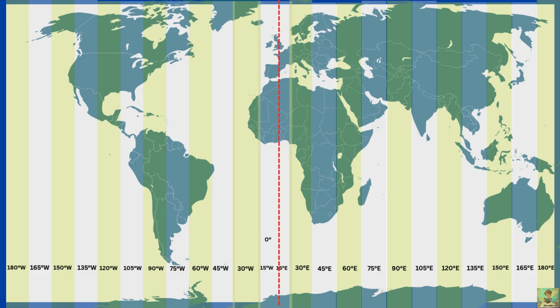We already know that the earth turns 360 degrees in 24 hours. So each 15 degrees of longitude is equal to 1 hour. This makes it easier to know the time in different parts of the world. Each time zone has a time that is ahead or behind GMT, that is Greenwich Mean Time.